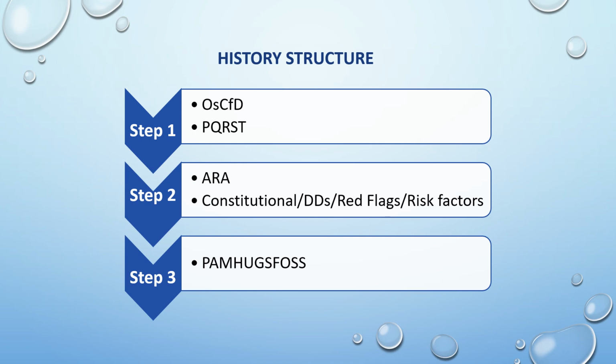Now let's talk about the history structure itself. Based on the information we have gathered from the previous slide of the practice case, we can divide our history structure into 3 simple steps. Step 1 includes onset, setting, course, frequency, duration, and PQRST. In step 2, we have ARA, which means aggravating factor, relieving factor, and associated symptoms. We also have constitutionals, differentials, red flags, and risk factors. Step 3 includes a mnemonic called PAM-HUGS-FOS, which we will discuss in our later slides.